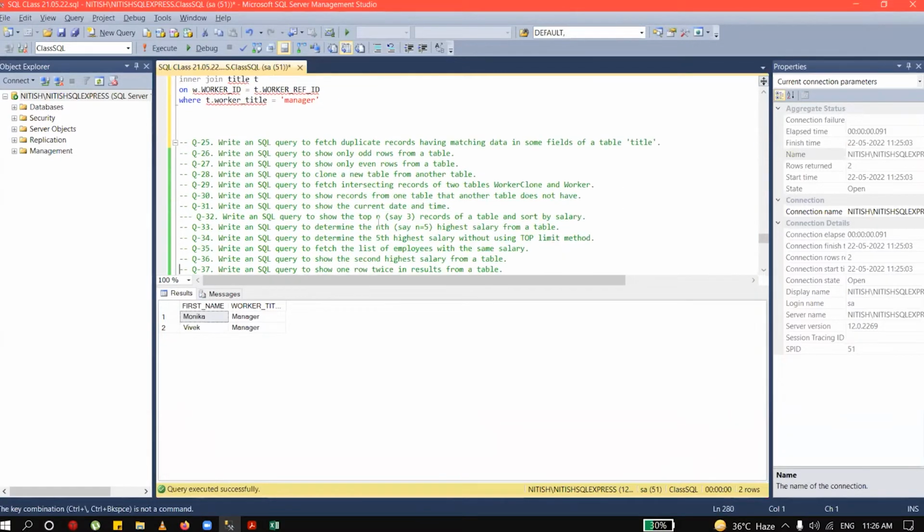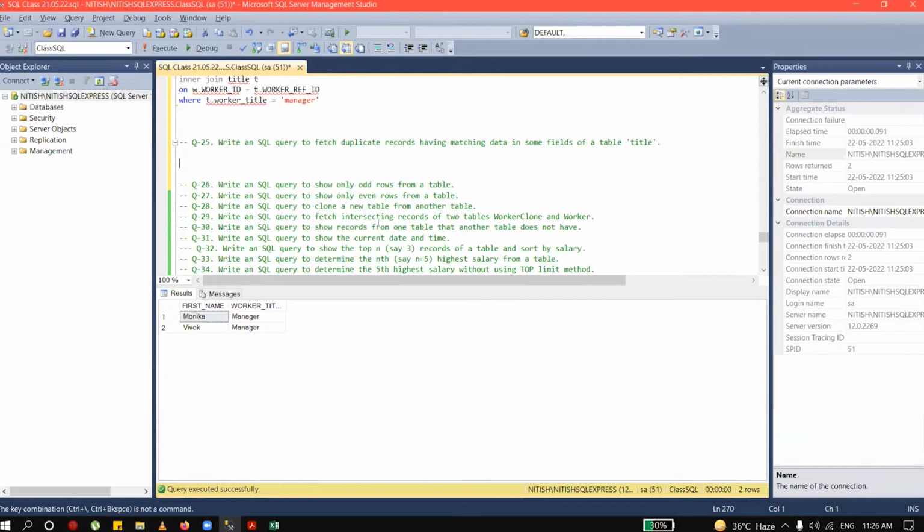The next thing: to fetch duplicate records having matching data in some fields of the table title. SQL query to fetch duplicate records having matching data in some fields of the table title.